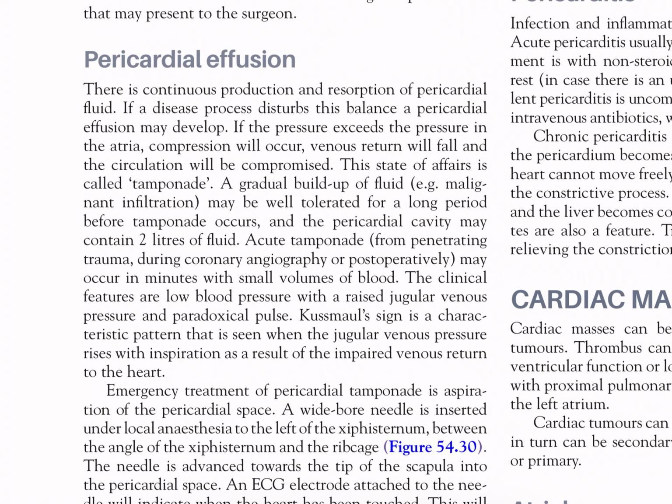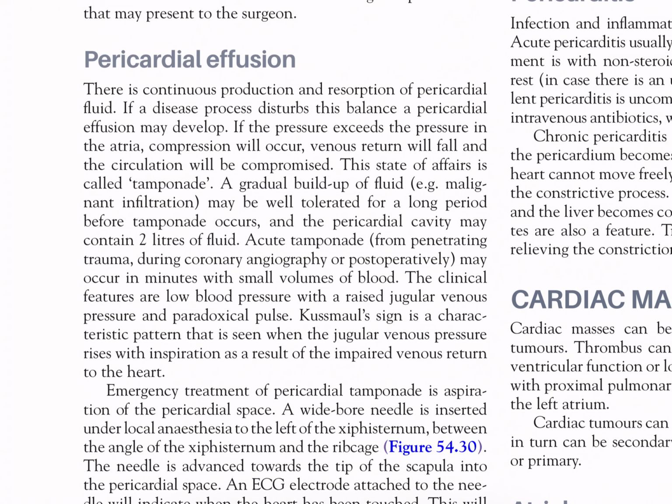A gradual buildup of fluid, for example malignant infiltration, may be well tolerated for a long period before tamponade occurs, and the pericardial cavity may contain 2 liters of fluid. Acute tamponade from penetrating trauma, during coronary angiography, or post-operatively may occur in minutes with small volumes of blood.